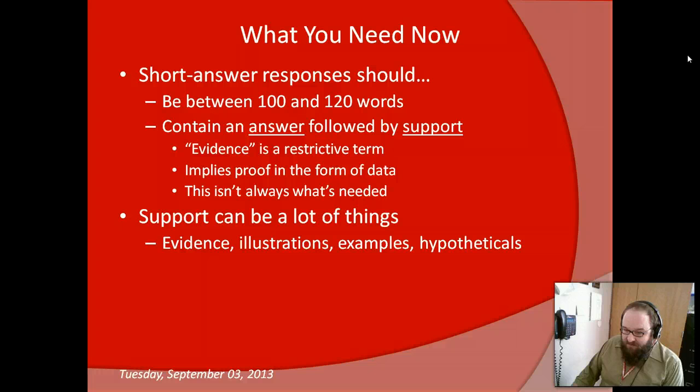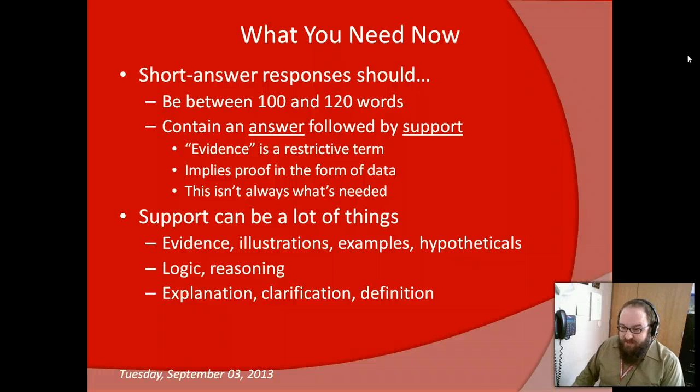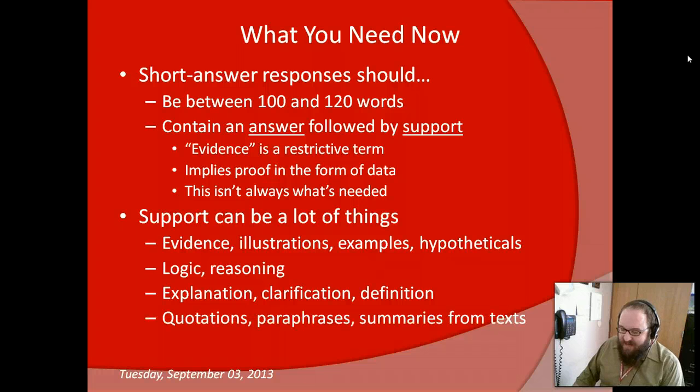Support can be evidence, like you're used to. It can also be just an illustration of an idea, or an example of something, or a hypothetical scenario that you outline to prove a point. Support can also just be pure logic, just explaining your reasoning. Support can be an explanation, a clarification, a definition, or any combination of those things. And it can also be text information, things like quotations, paraphrases, and summaries.